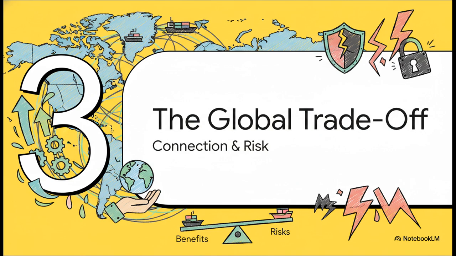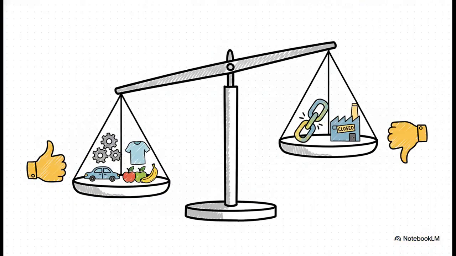Now, to get the full picture, you've got to understand that being this connected isn't always perfect. There's a constant balancing act, a trade-off between all the good stuff that comes from connection and the new risks it creates. So on one side, you have all the awesome advantages: efficiency, more variety, lower prices. But on the flip side, you get some pretty big risks. A single storm or a factory shutdown on the other side of the world can mess up the entire global supply chain. And while global trade creates a lot of wealth, that money isn't always spread around equally, and sometimes it can even lead to job losses at home.